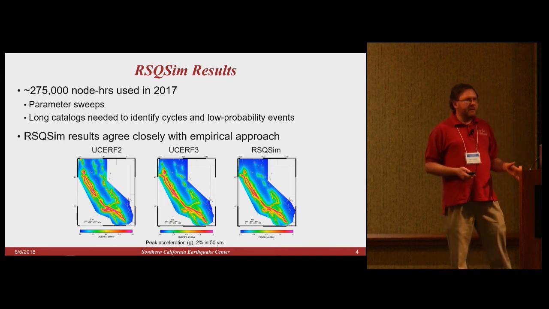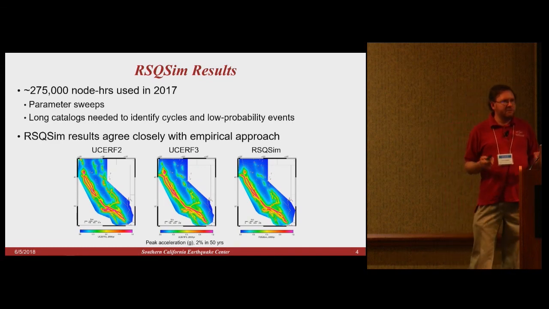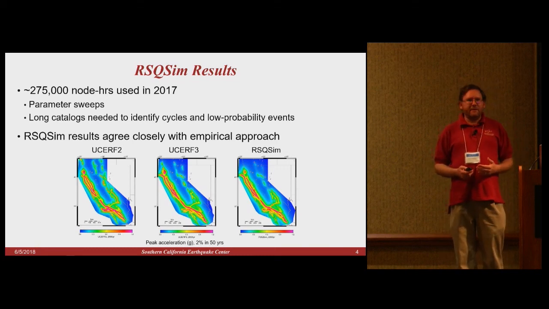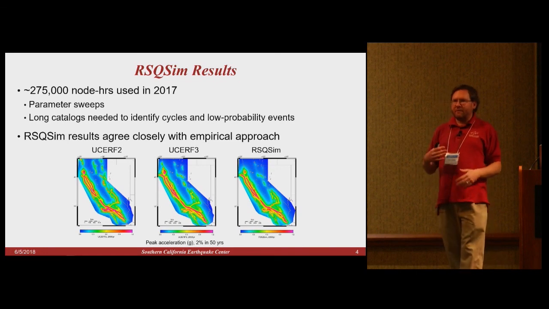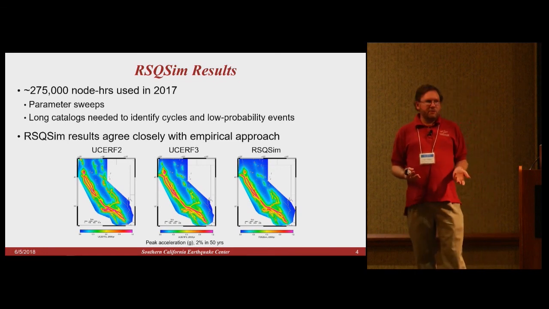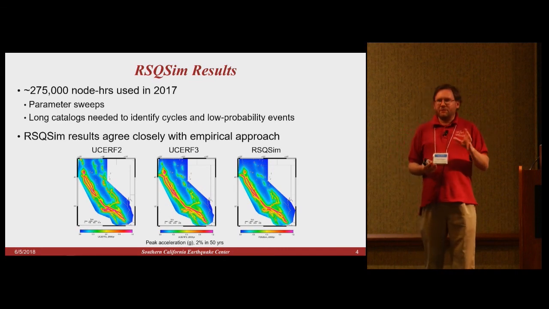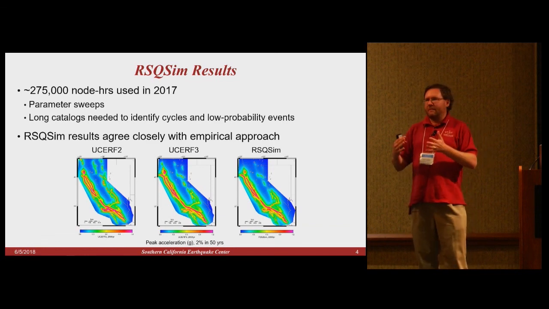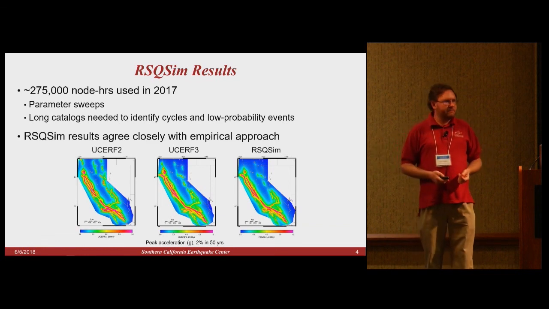So last year we used about 275,000 node hours to simulate synthetic catalogs, both to get long enough catalogs that we can get statistical power to reach conclusions about events that might only occur every tens of thousands to hundreds of thousands of years, and also to do parameter sweeps. There are rate and state friction parameters in this code that we can vary, and so one of the things we're trying to do is figure out the right balance that most closely matches the observed data that we have.